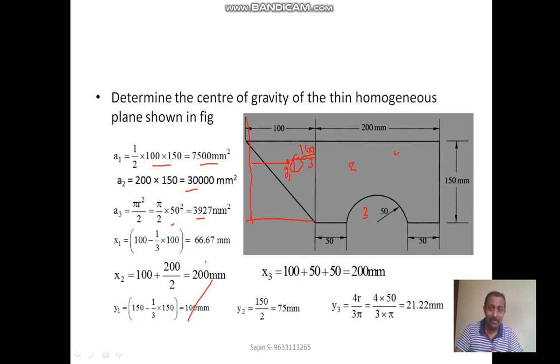But we need the distance from the y-axis to the centroid, so we have to subtract 100 by 3 from 100. That is 100 minus 100 by 3 is x1, that is 66.67 mm.